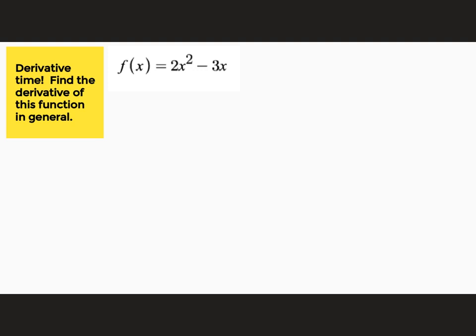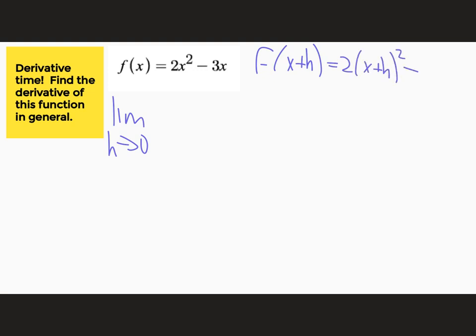Okay, find the derivative. So I'll help with this one. So you start with the limit as h goes to 0. You may think you know some shortcuts. We're not allowed to use those yet. So f of x, it might be helpful to write f of x plus h here. So 2(x plus h) squared minus 3(x plus h).